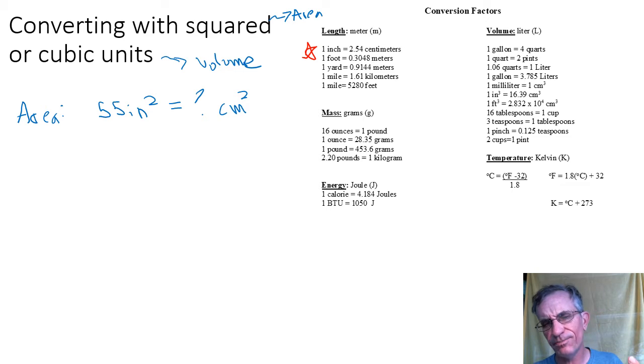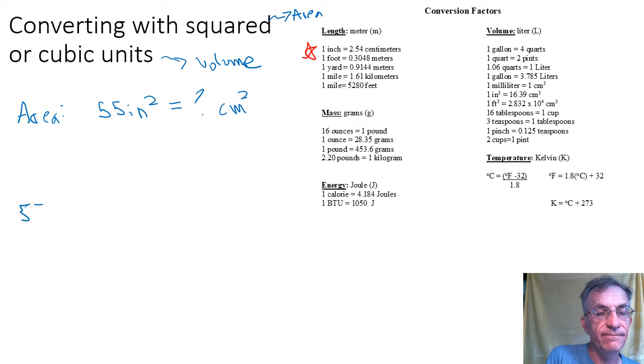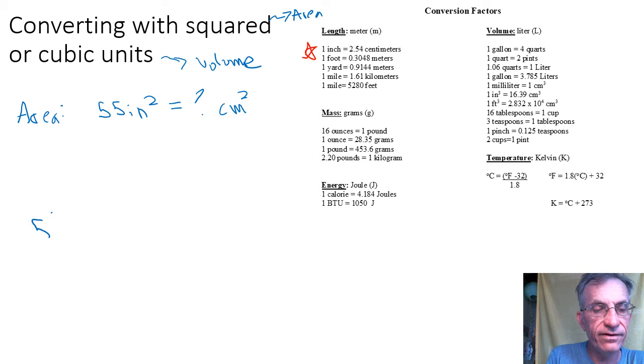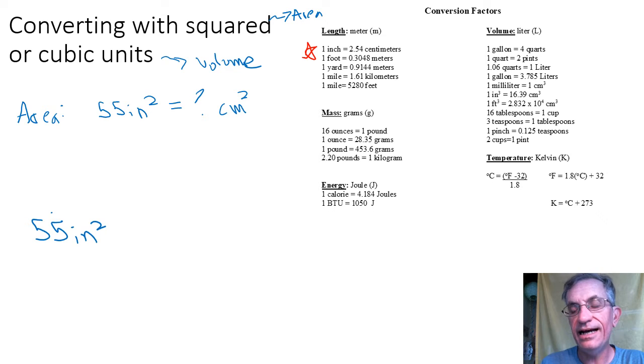The way we're going to do these problems, we're going to start off the same way we always did. What was the first thing we did in the last class? We wrote down our beginning and ending unit. So we're going to do that again. 55 inches squared. Oh, that's a little messy. I'm going to just erase it. I'm not happy with that. All right, so 55 squared inches. There we go. And then I am trying to get to squared centimeters.